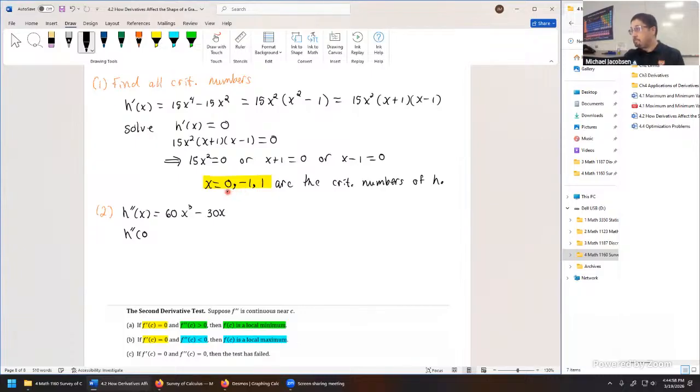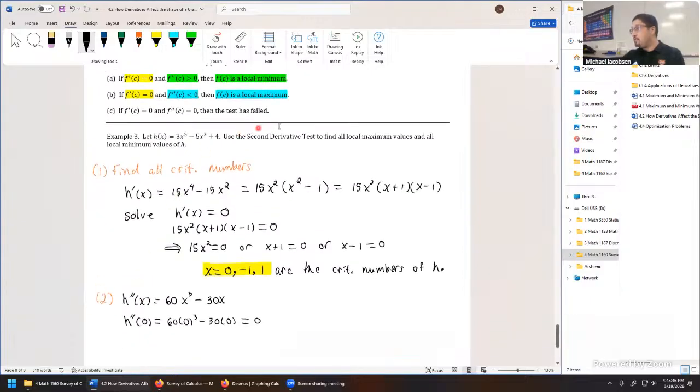First do h double prime at 0. When we do the second derivative evaluated at 0, we're plugging it here and here. So that's going to be 60 times 0 cubed minus 30 times 0, and the whole thing is 0. Once we get an output, we make a conclusion right here on step 2. But this is not the world's best conclusion, right? It says the test has failed, specifically when it comes out as 0. Why did it fail? This whole test is based off concavity, like we were looking at with the explanation on the prior page. But when the second derivative is 0, it's neither concave up nor is it concave down. So we can't use concavity whatsoever to find a maximum or a minimum.